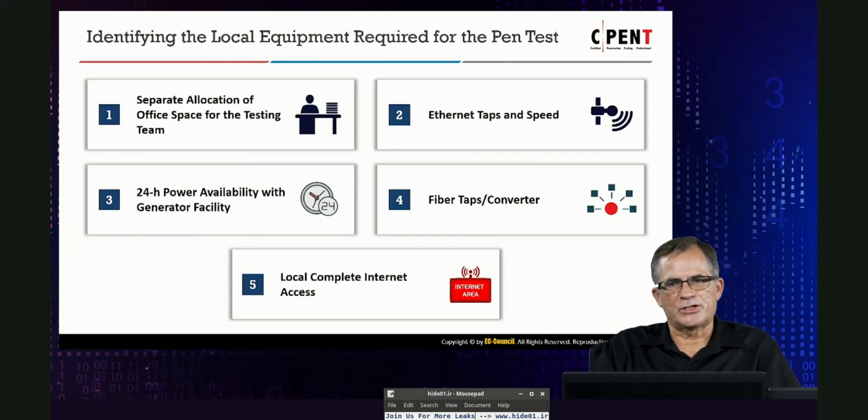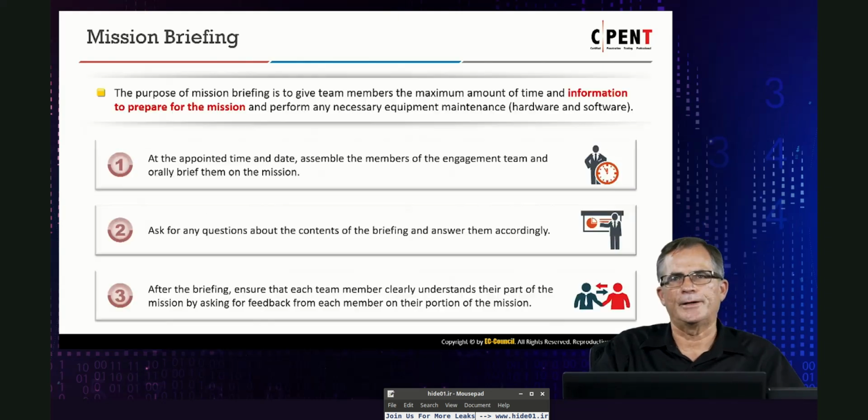Local equipment required. Make sure that you carry enough power cord. That's always one of the biggest things, to make sure you have power available. But you have power strips. You might need fiber taps, converters, those types of things. You might need internet access. All these are different types of things you want to make sure you identify before you go on site to do the test for the client.